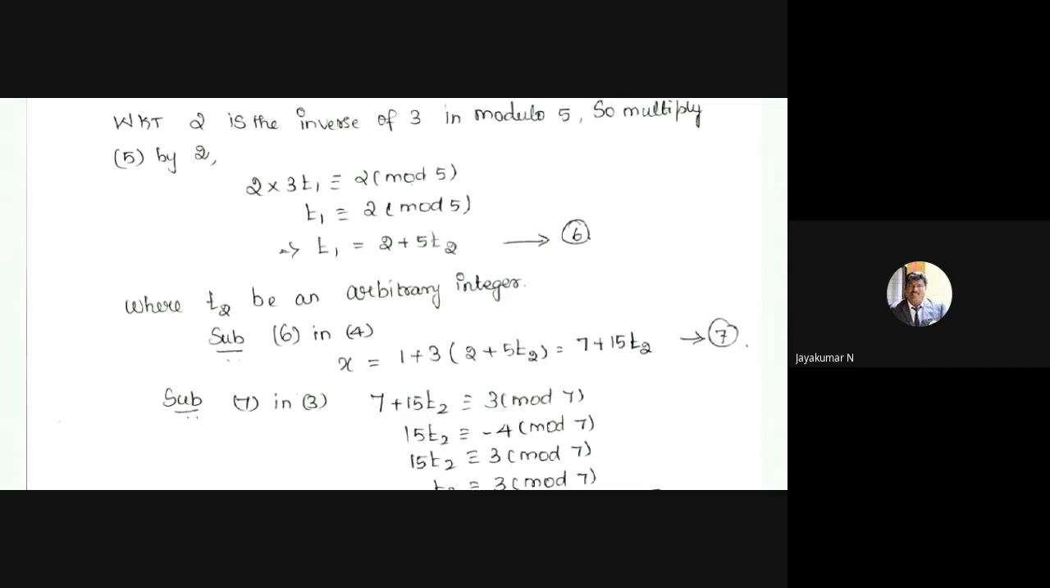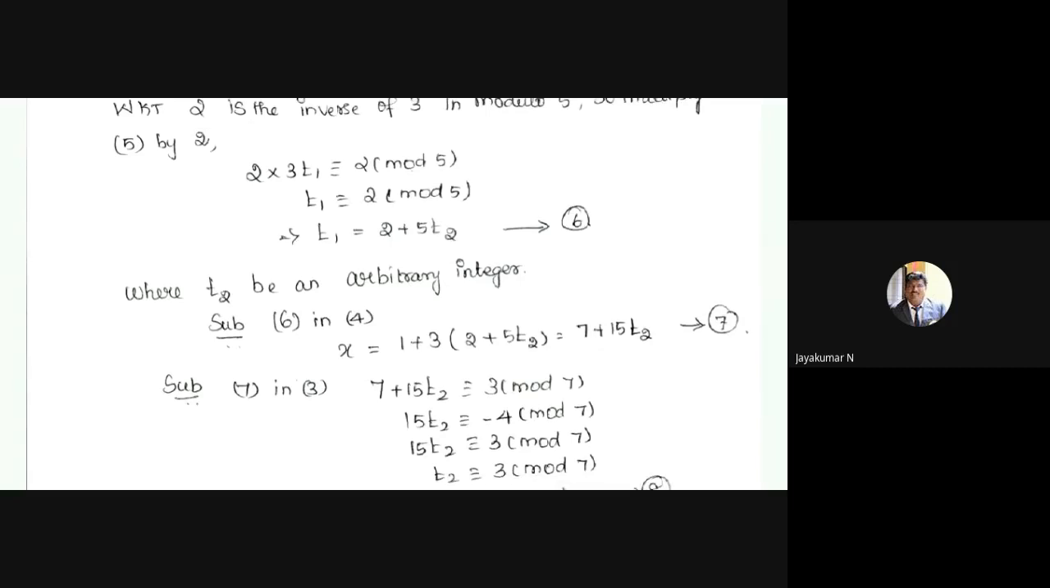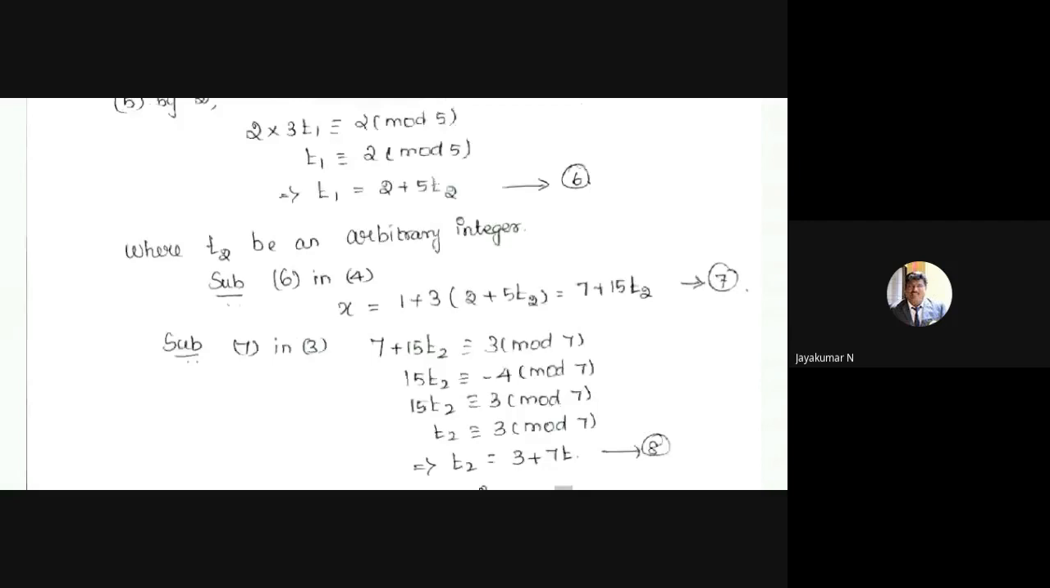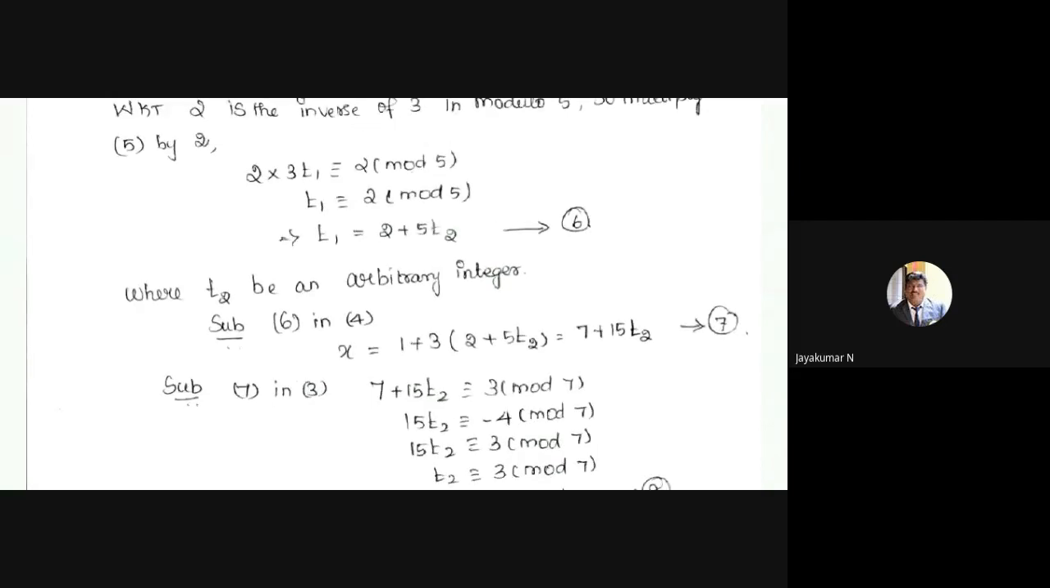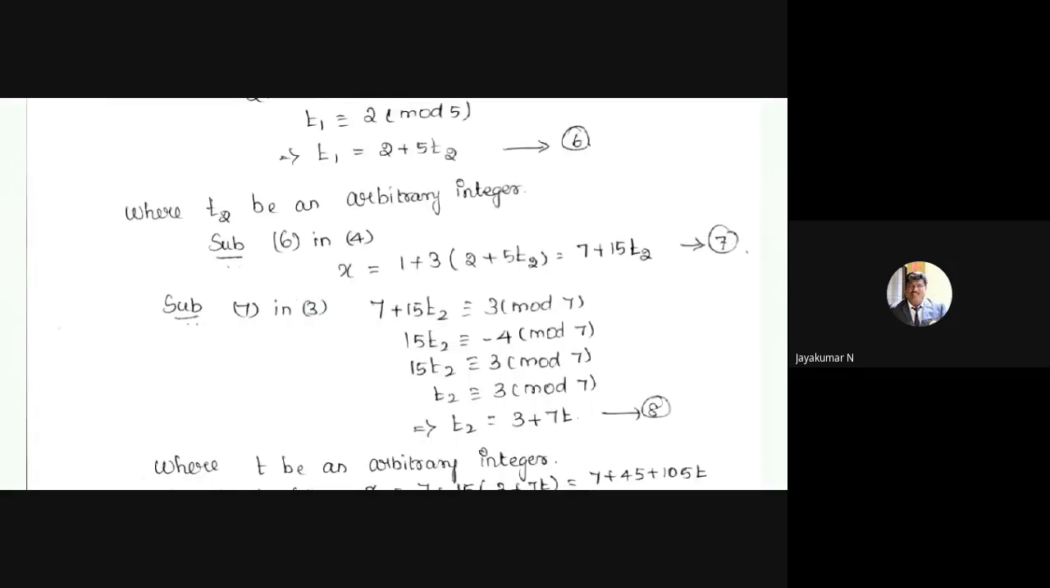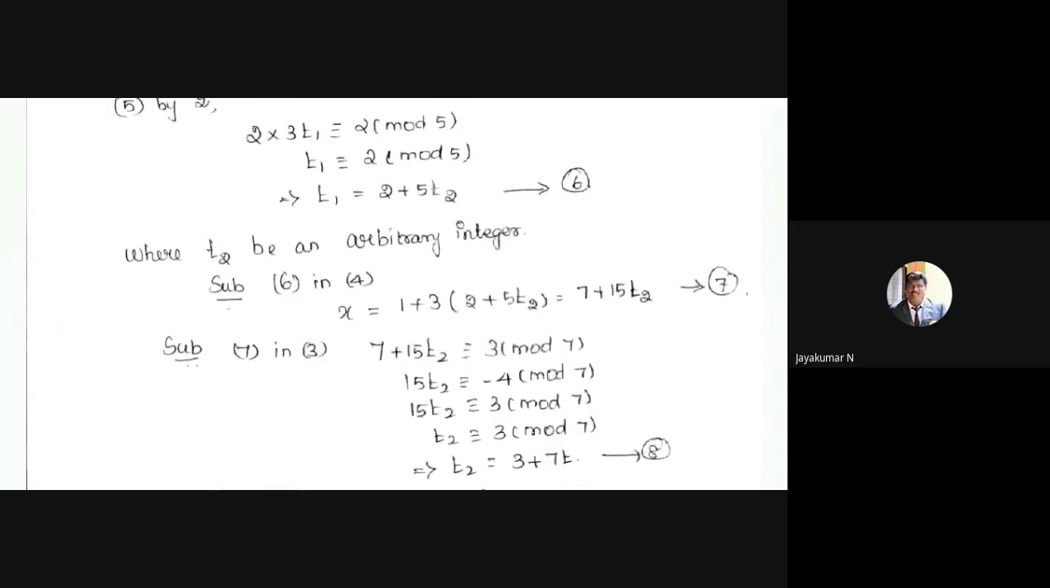So minus 4, and your mod value is 7. Minus 4 is congruent to 3 mod 7. Simply, when you get a negative integer, it can be added with the mod value. So minus 4 plus 7 is 3. On the left hand side, 15 is more than the mod value, so 15 divided by 7 gives the remainder 1. So 15 is congruent to 1. So 1 into t2 is congruent to 3 mod 7, that is t2 is congruent to 3 mod 7.